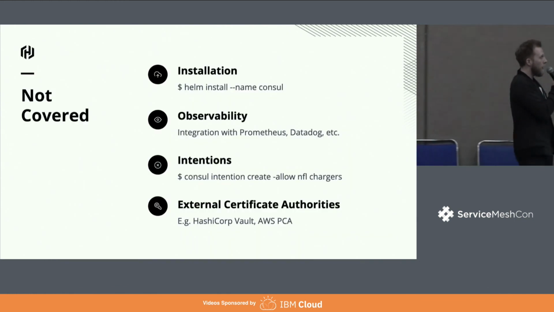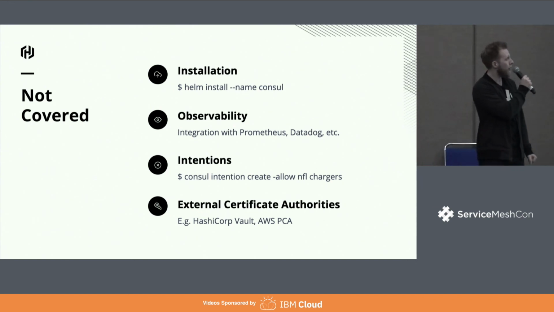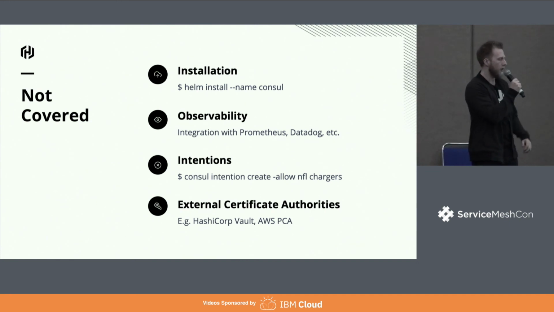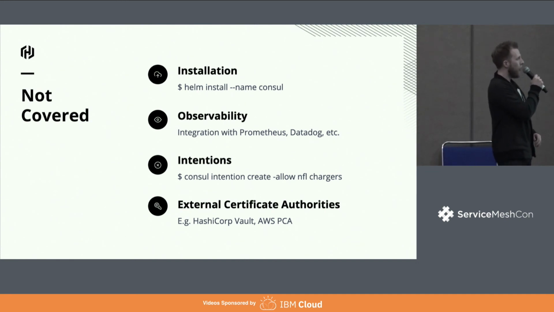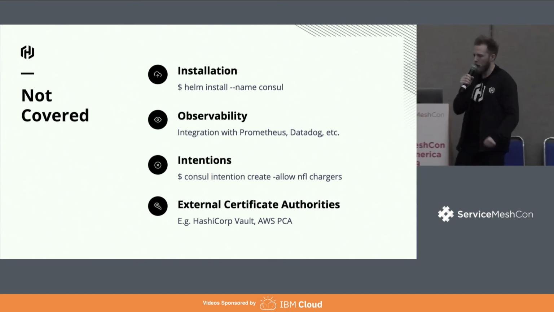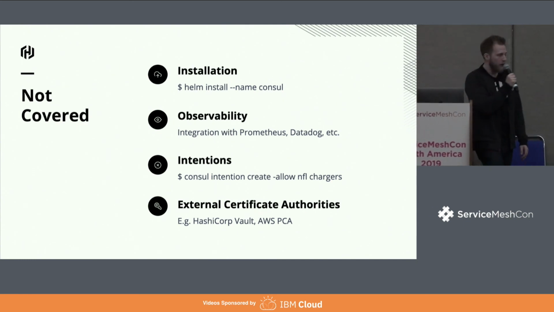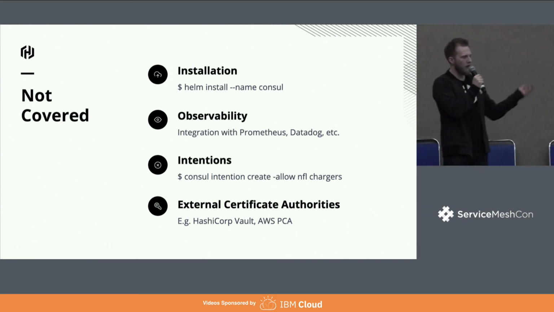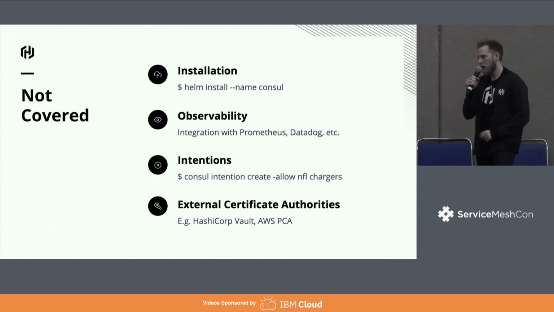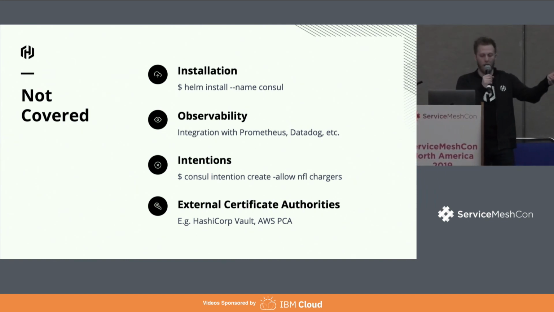All right, so like I said, it was a lightning talk. We didn't have a lot to cover. So some things that are worth talking to me about, or maybe come to the booth and talk to us about: you can install with Helm, and obviously there's a ton of different options there, lots of different ways you can configure things. We didn't talk about our integration with different observability tools, so Prometheus and Datadog, you can send your Envoy metrics over there. We also didn't talk about intentions, so how was the NFL service even allowed to talk to the charger service? That's kind of like network policy. We use service identity to allow the request to go over there.